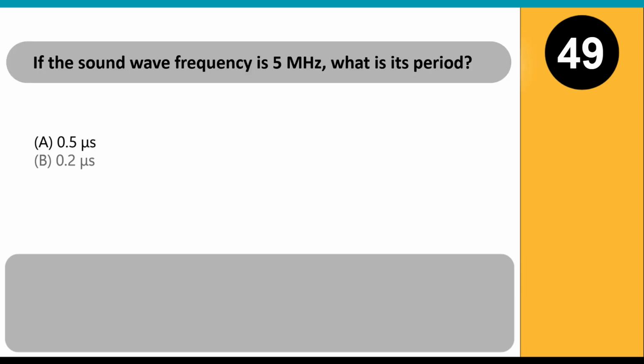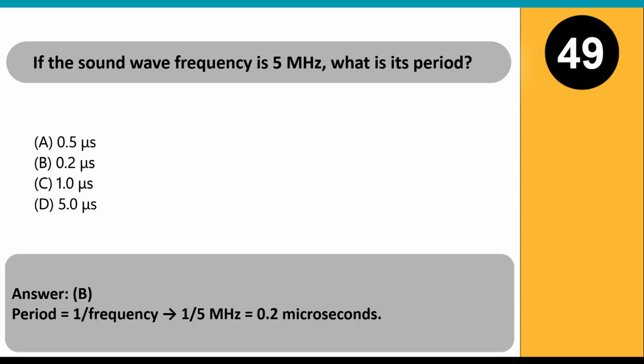If the sound wave frequency is 5 MHz, what is its period? A. 0.5 microseconds. B. 0.2 microseconds. C. 1 microsecond. D. 5.0 microseconds. Answer: B. Period equals 1/frequency; 1/5 MHz equals 0.2 microseconds.